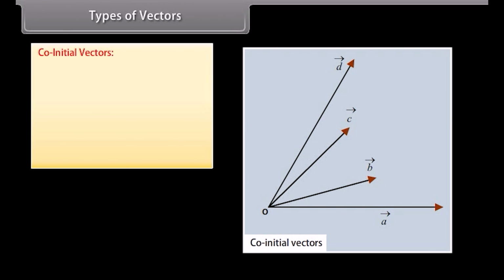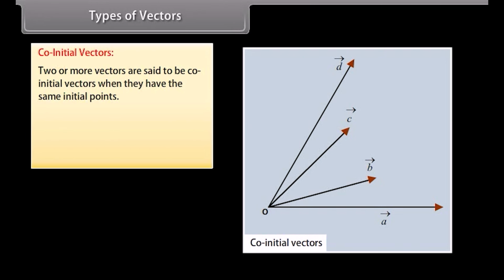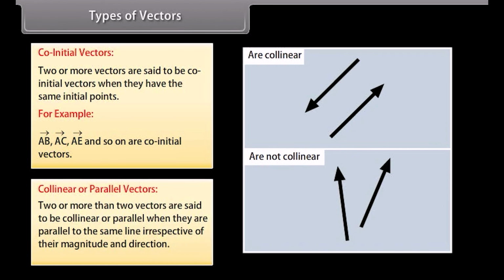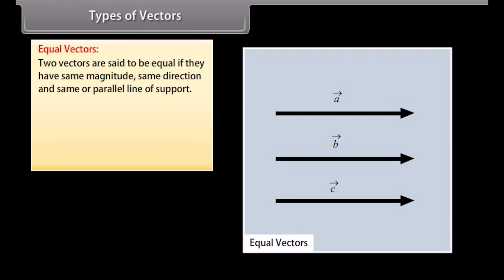Co-initial vectors. Two or more vectors are said to be co-initial vectors when they have the same initial points. For example, vectors AB, AC, AE, and so on are co-initial vectors. Collinear or parallel vectors. Two or more vectors are said to be collinear or parallel when they are parallel to the same line irrespective of their magnitude and direction. Equal vectors. Two vectors are said to be equal if they have the same magnitude, same direction, and same or parallel line of support.